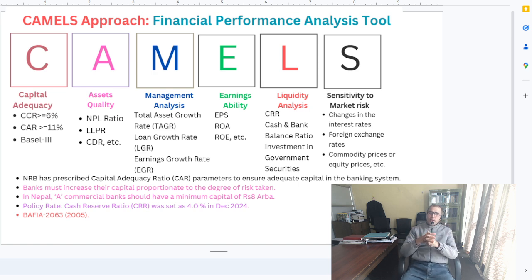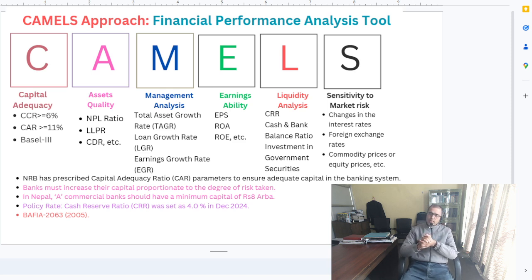Okay, that's why NRB prescribes capital adequacy parameters to ensure adequate capital in the banking system. Basically, banks need to increase their capital proportionate to the degree of risk taken. And you also have to study the BAFIA, the Bank and Financial Institutions Act 2063 (2005). Okay, now I believe you could use this approach to analyze the overall financial performance of banks, and accordingly you could also make predictions for banking.